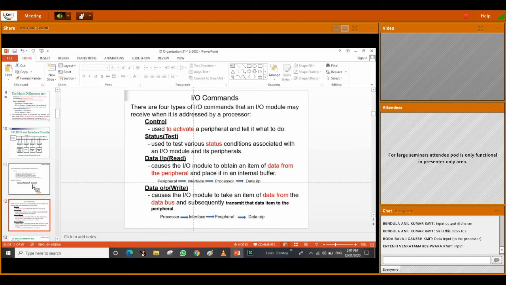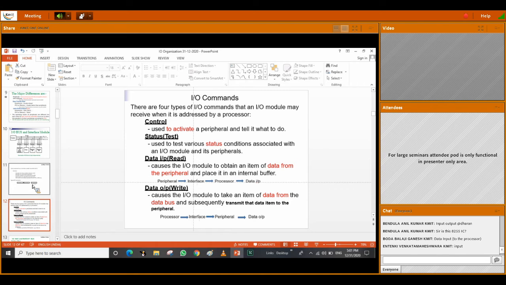Here there are four IO commands: control, status command, data input command and data output command. The control command activates the peripheral devices. What is the main role of the control command? It is used to activate a peripheral and tell it what to do.